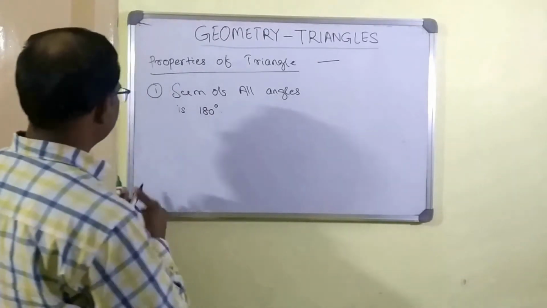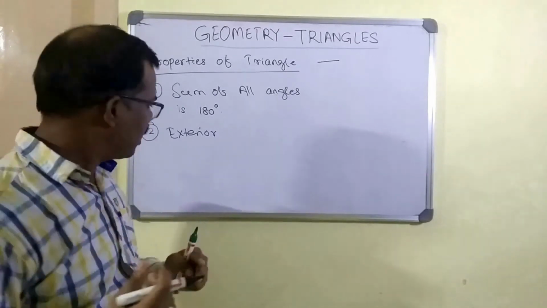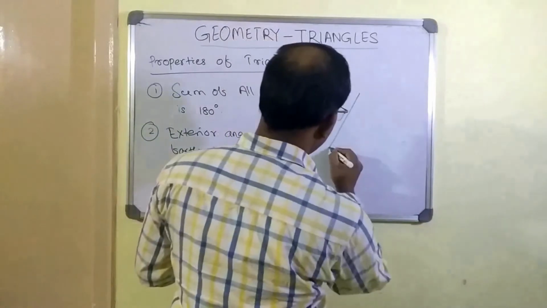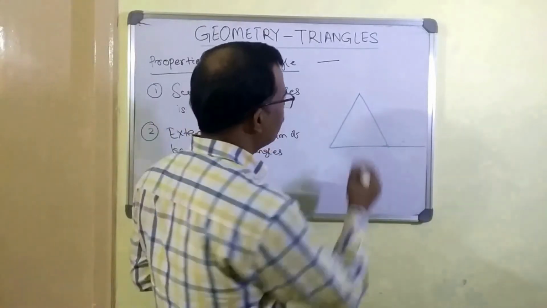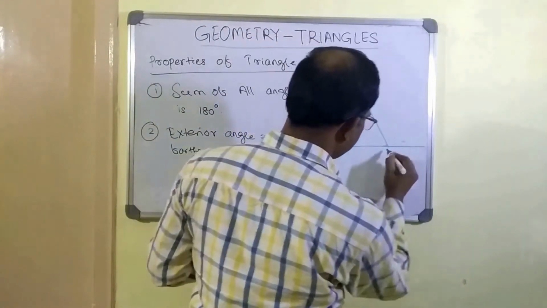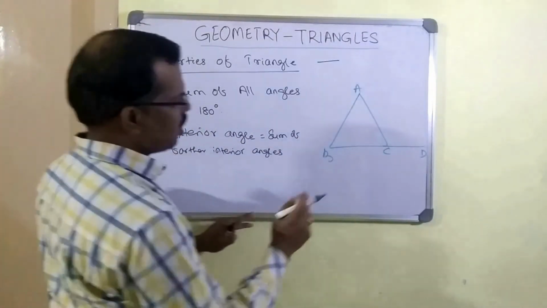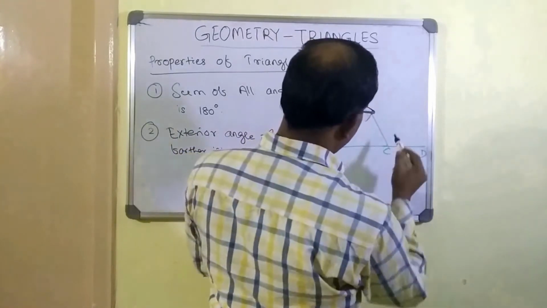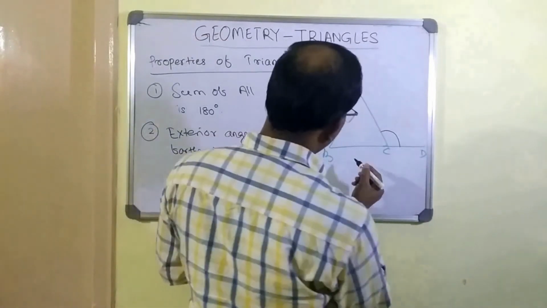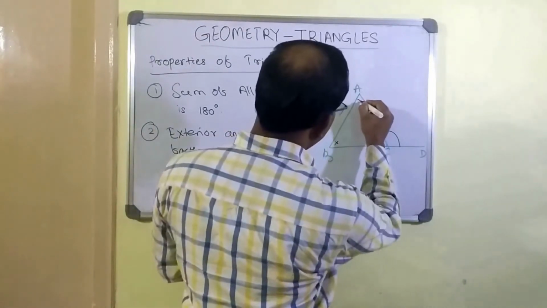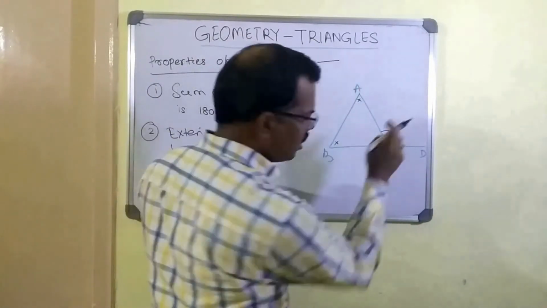The next property is that the exterior angle is the sum of the far interior angles. Again I am drawing the triangle here. I am just extending this line segment and giving the vertices the names ABC. Let's say this is D. With this property we are going to show that angle ACD, which is the exterior angle to triangle ABC, will be equal to the sum of the far interior angles. These are interior angles and these are far away from the exterior angle.